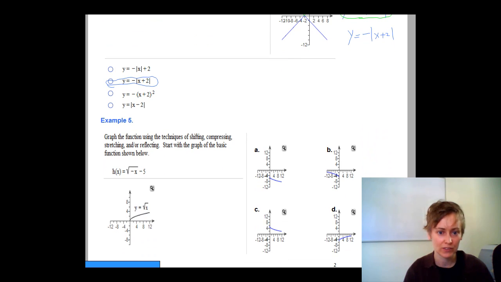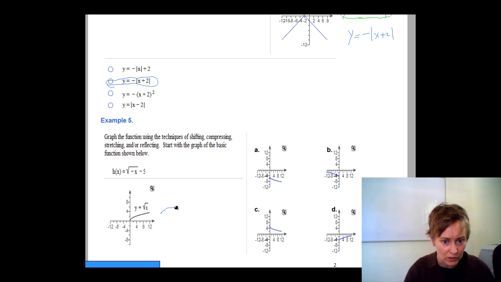Okay, let's go to the last one. We're given a function, and the function is h of x equals the square root of negative x, and then the minus 5 is on the outside. It says we're going to graph the function using the techniques, the 6 of them. Start with the graph of the basic function shown below. That's the basic function, square root, and that's in the library of functions. So let's see what each of these things do.